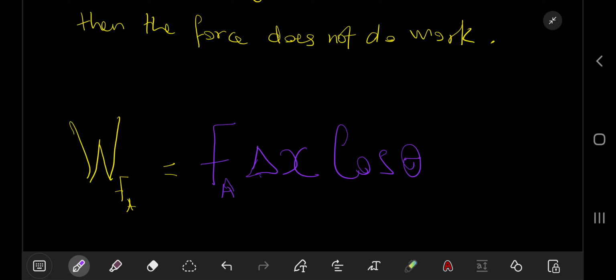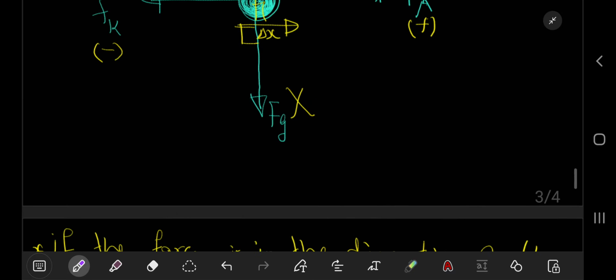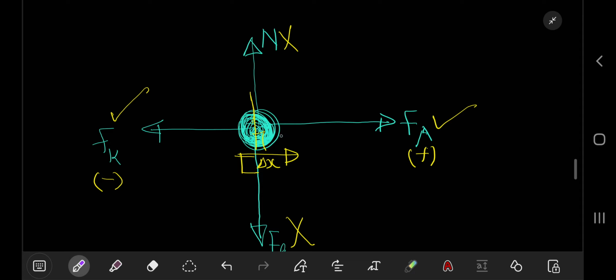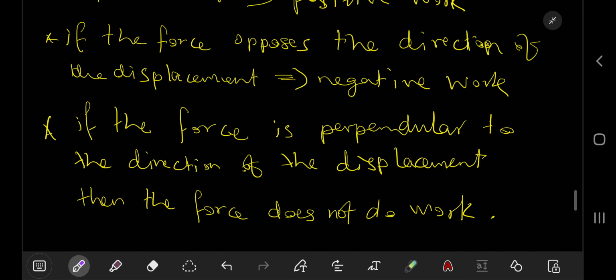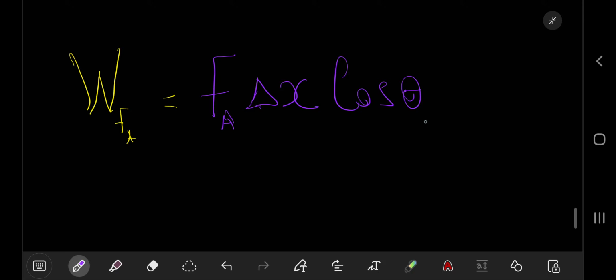But now, if we go to the free body diagram, we can see that the applied force is to the right, and we can also see that the direction of the displacement is to the right. So between these two, there is 0 degrees. There's no deviation in terms of the direction. So if the force is in the direction of the displacement, then our theta is equal to 0.